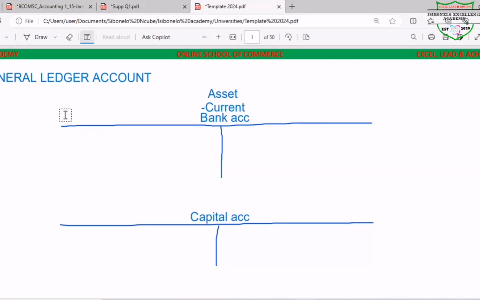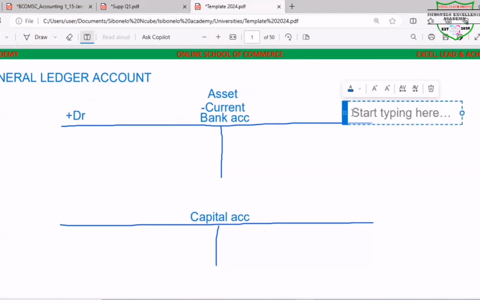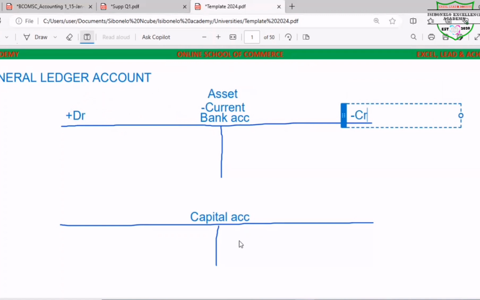And then in terms of debit and credit, all assets increase on the debit side, meaning on the debit side, all assets are positive, and they decrease on the credit side. So on the credit side, all assets are negative.